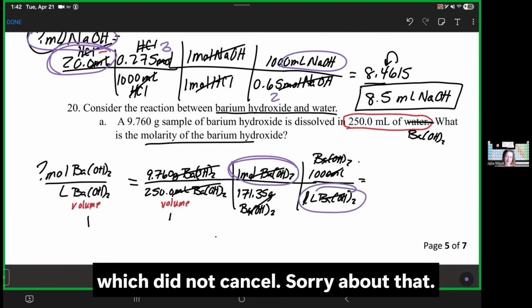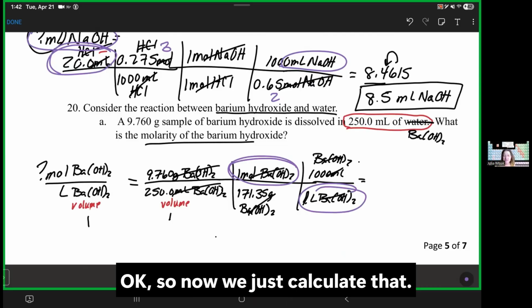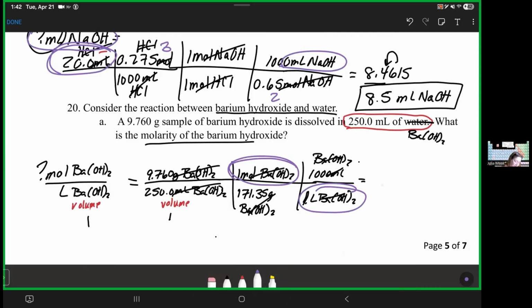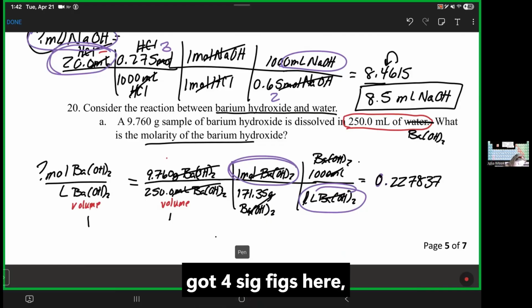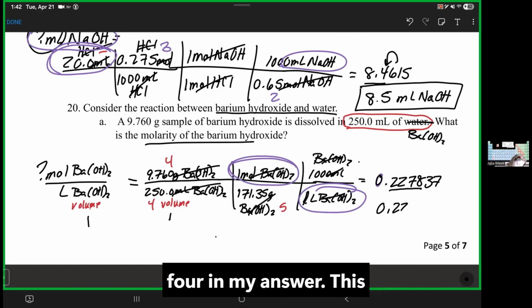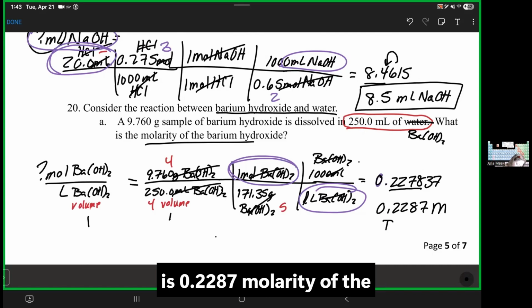Sorry about that. Okay, so now we just calculate that. And I get 0.227837 and some numbers. I've got 4 sig figs here, 4 here, 5 here, so I'm going to go with 4 in my answer. So 0.2287 molarity of the barium hydroxide.